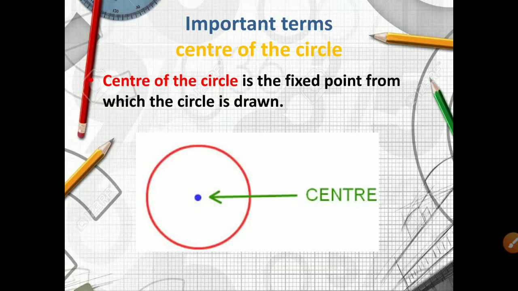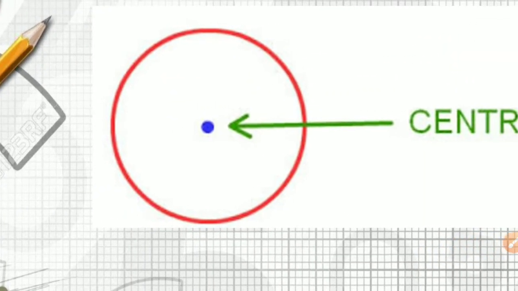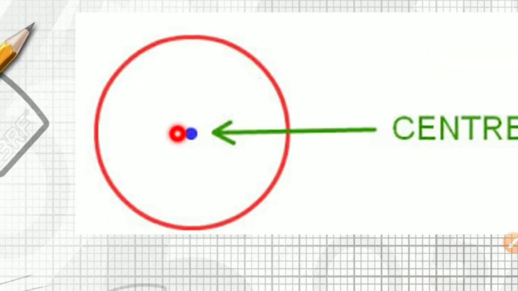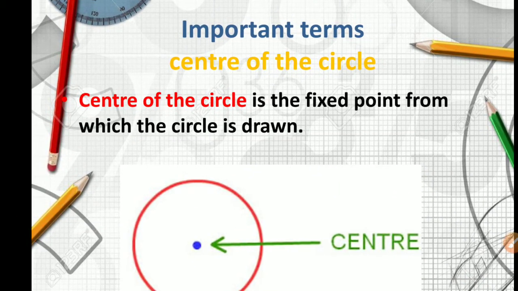Now let's learn about some important terms. First is center of the circle. See this blue dot. This is called the center of the circle. Center of the circle is the fixed point from which the circle is drawn.